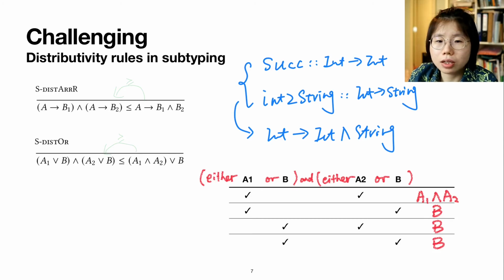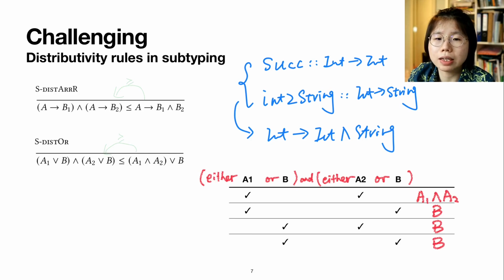For example, given two functions that both take an integer, by the first subtyping rule, we can treat them as a single function which passes the input to both the successor function and the int2string function. And then it can combine the two results, which has type int intersection string. And if we already have such a function from type int to int intersection string, we can use it as a function of either int to int or int to string. That's the other direction.